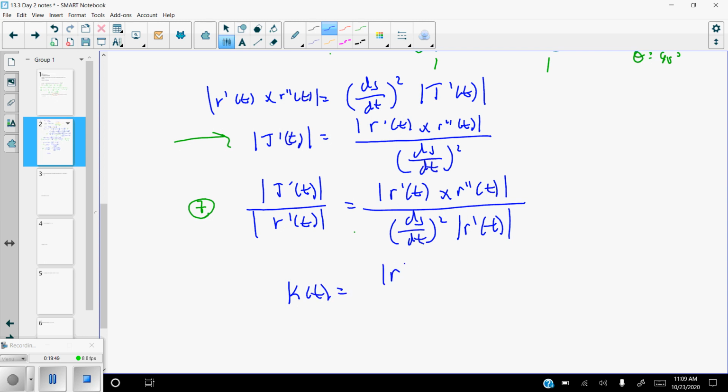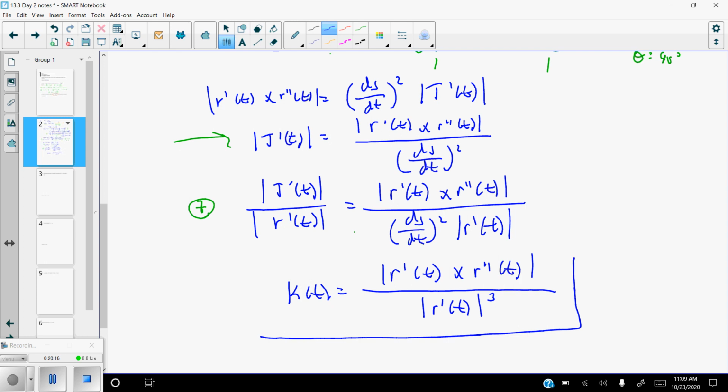And the right side, the magnitude of r prime of t cross r double prime of t divided by, if you remember, ds over dt is the magnitude of r prime of t. So what I get there is the magnitude of r prime of t squared times another magnitude of r prime of t, which is going to give me the magnitude of r prime of t cubed. This is the development of our formula. All right, we will come back and do some examples.